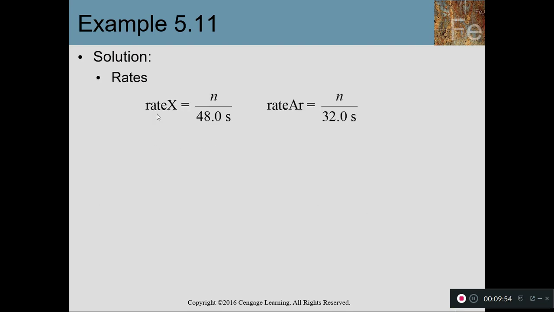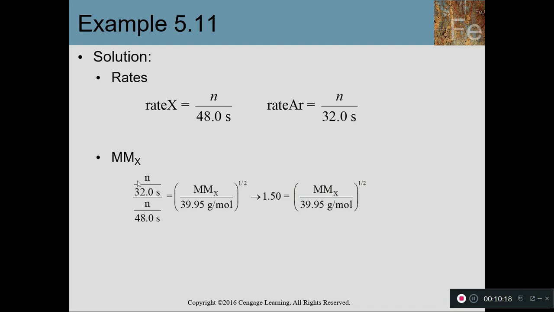So my rate of X is N over 48. My rate of argon is N over 32. I don't care what N is. I could calculate it if I wanted to, if I were given the actual pressure, the actual volume, and the actual temperature. That seems to be not necessary, but we'll just use this N saying it's the same thing. Now, that's the rate of argon, rate of X, molar mass of X, molar mass of argon, and then we need to do our math.